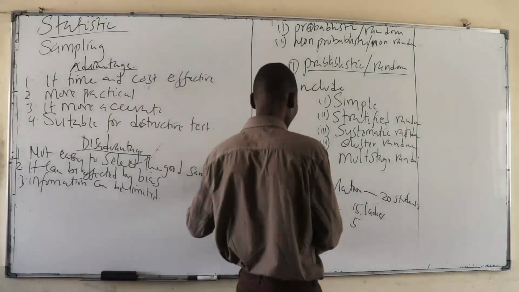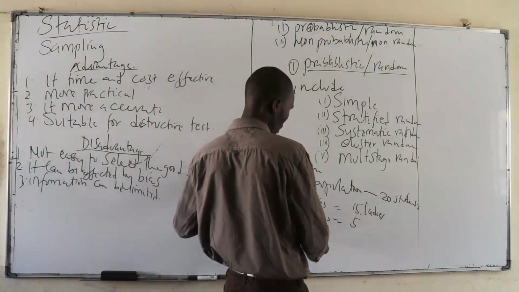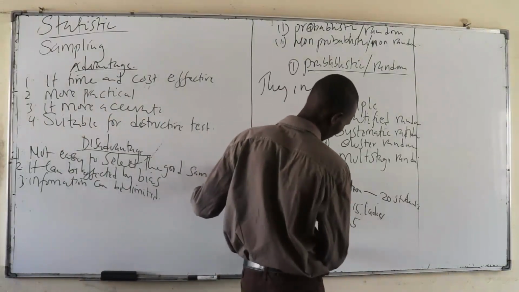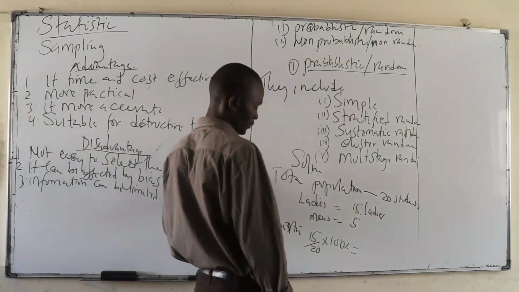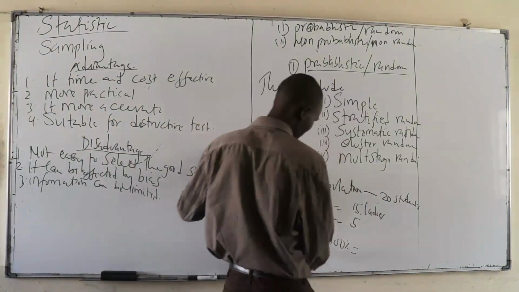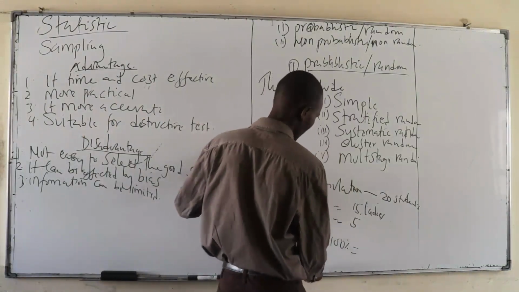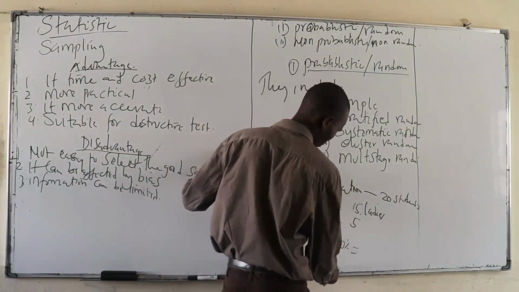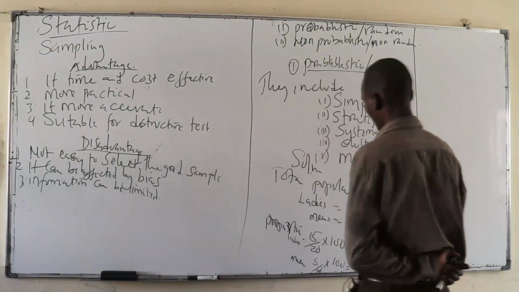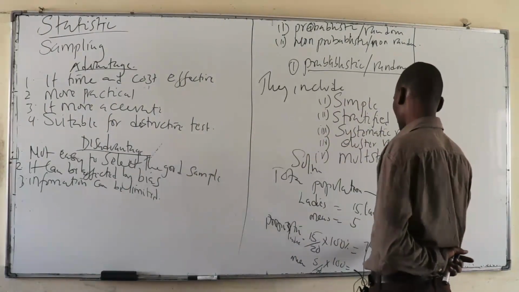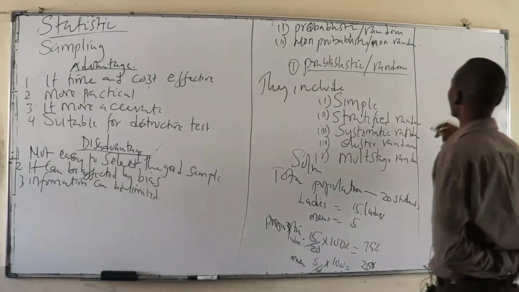So for 15 ladies, the proportion will be 15 over 20 multiplied by 100%. Then for men, it will be 5 over 20 multiplied by 100. That gives 75% for ladies and 25% for men.